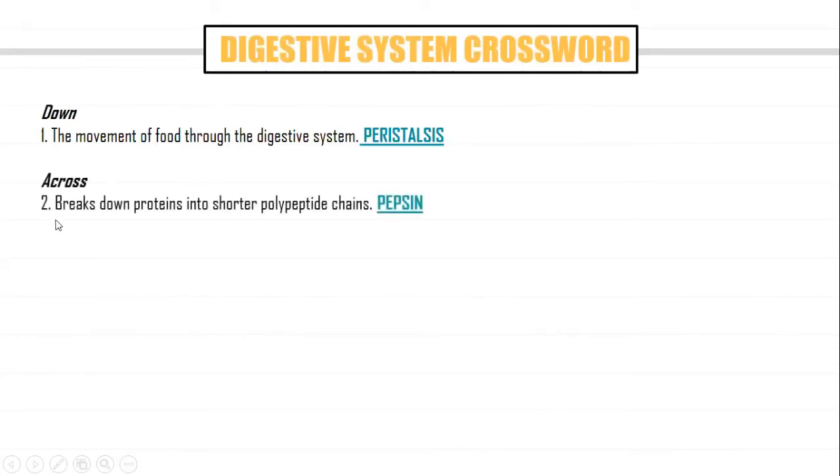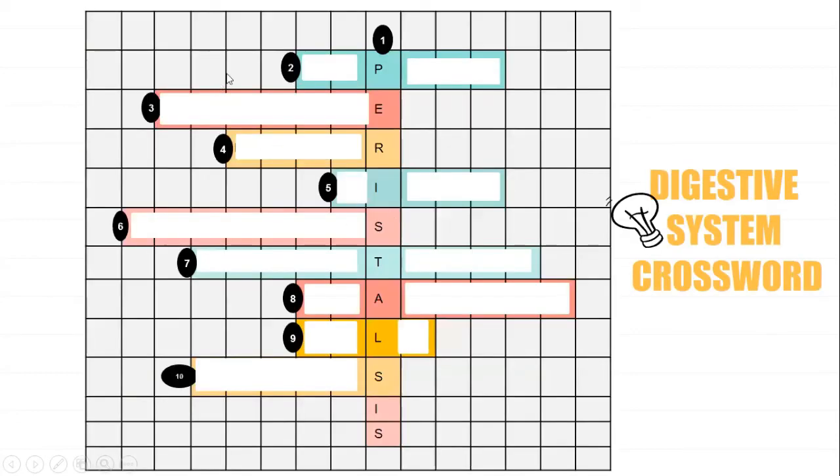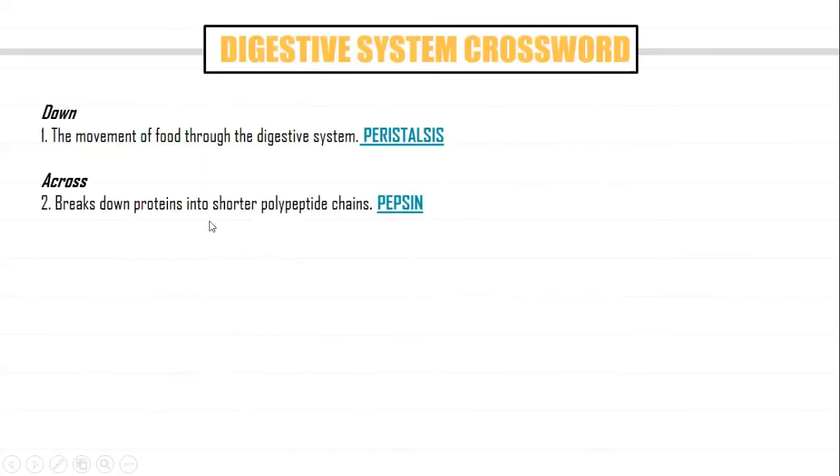Next, movement across. So number 2, it breaks down the protein into shorter polypeptide chains. So the answer is pepsin. Number 3, an enzyme found in the mouth that breaks down the starch. So the answer is amylase.